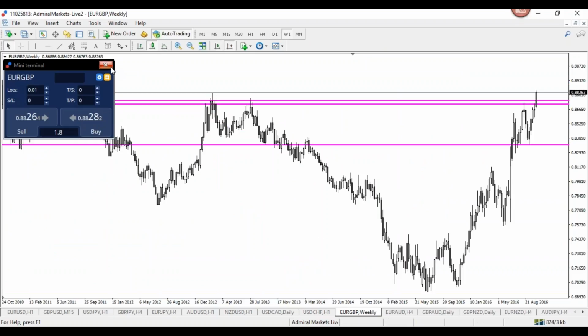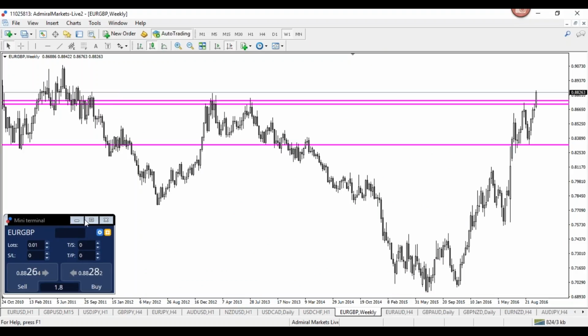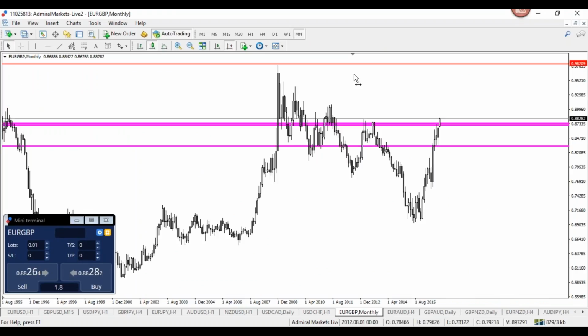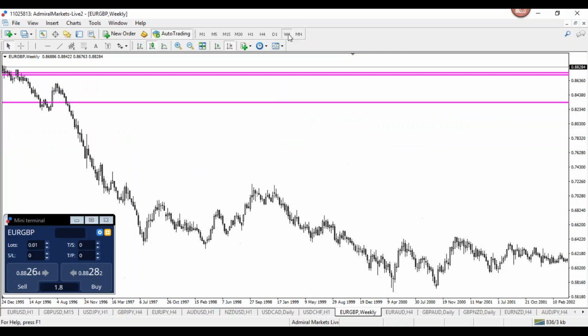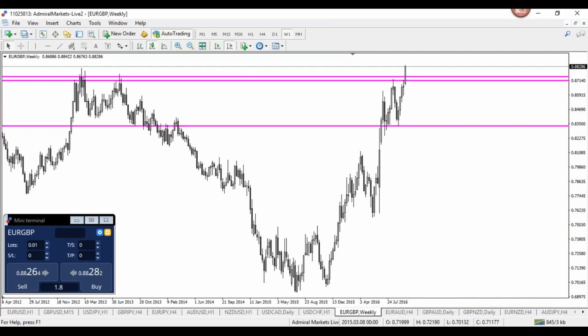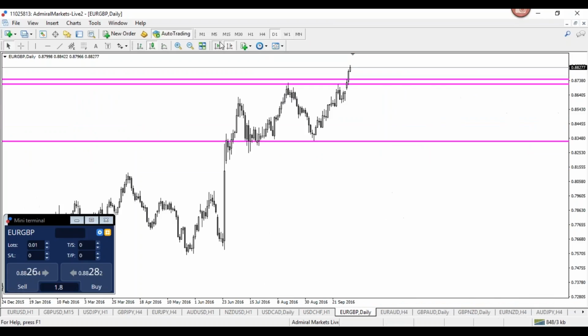All right. Looks like we're pushing above this resistance. Making a higher high. I think it does.